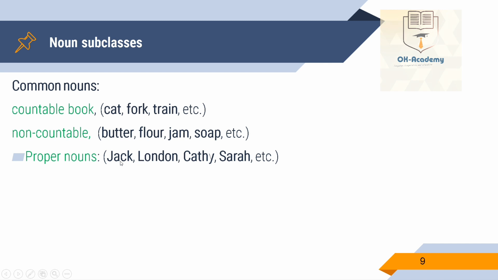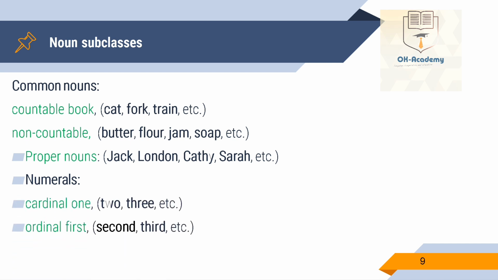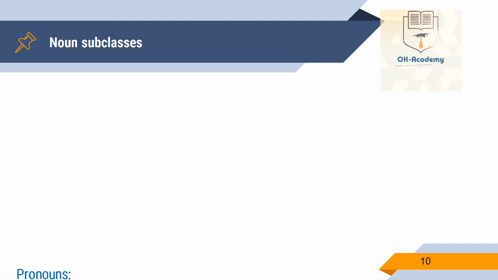These are proper nouns. We have countable nouns, something that we can count. When we say cat, we can say one cat, two cats, three cats. So these are countable nouns. And then we have butter, flour, soap. Those kinds of nouns belong to the non-countable nouns. We also have numerals, I mean numbers, like cardinal numbers 1, 2, 3, 4, and so on, and ordinal numbers like first, second, third, and so on.